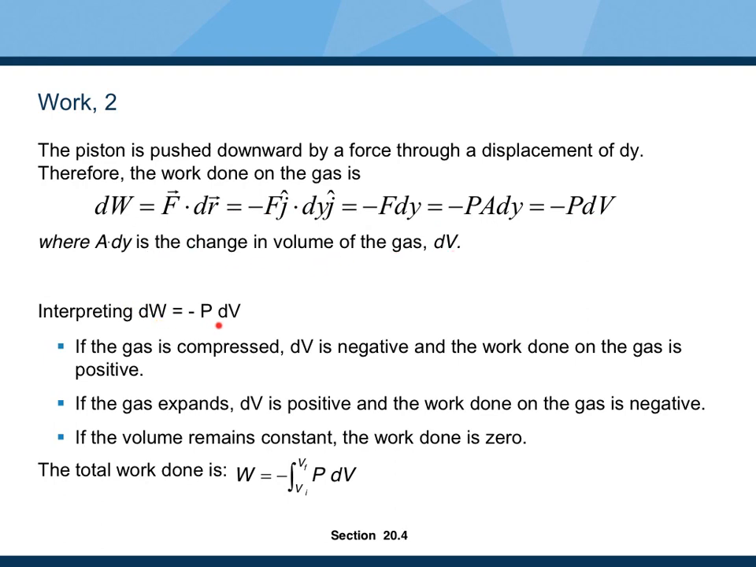From the equation dW equal to negative P dV, it means that if the gas is compressed, that means dV is negative, then the work done on the gas is positive. If the gas expands, dV is positive, then the work done on the gas is negative. If there is no volume change, then the work done is zero. The total work done is given by this integral.